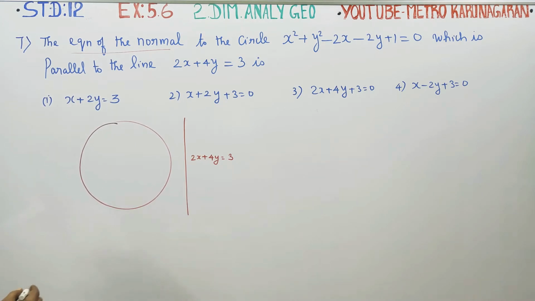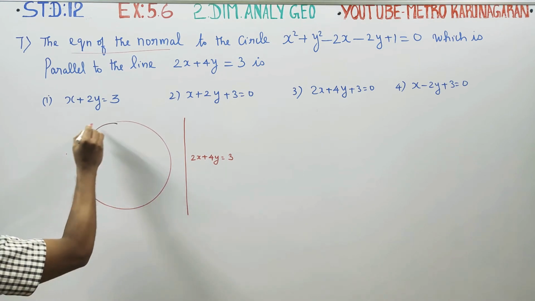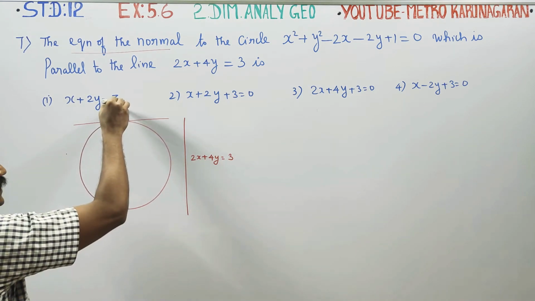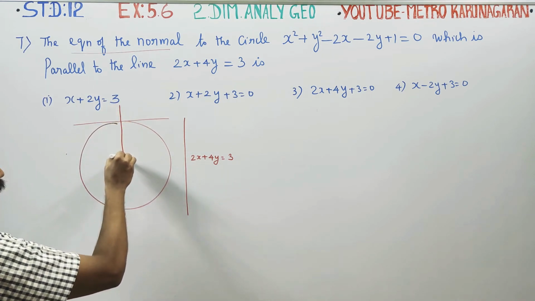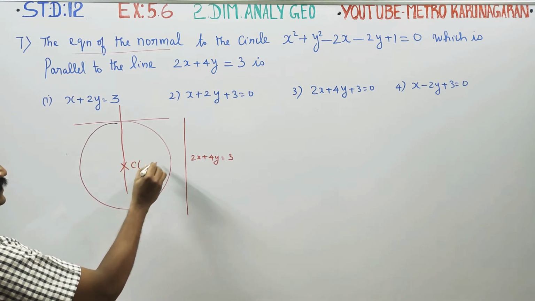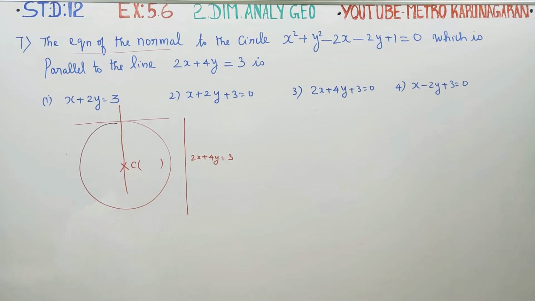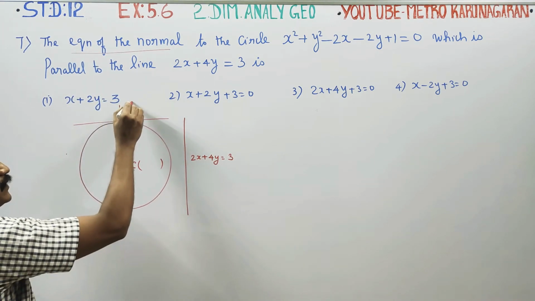For example, if you draw a tangent to the circle, the line perpendicular to the tangent is called the normal. Our normal always passes through the center of the circle.